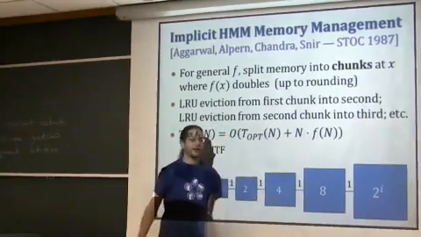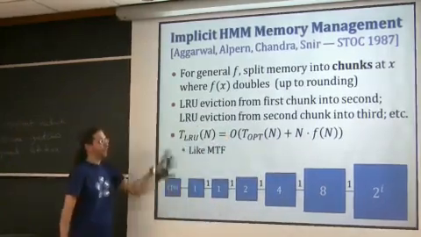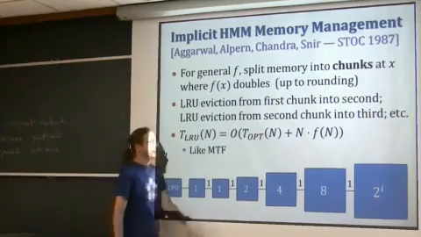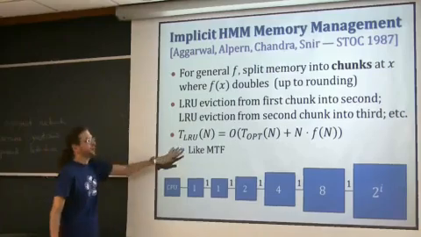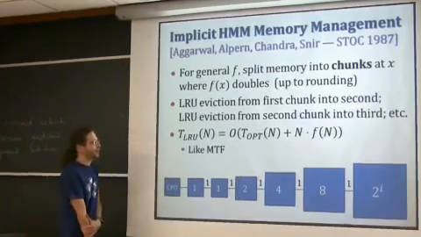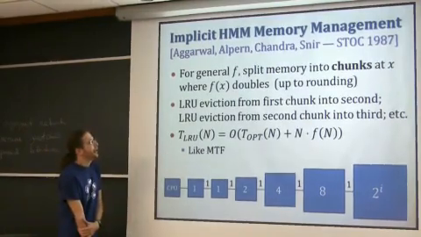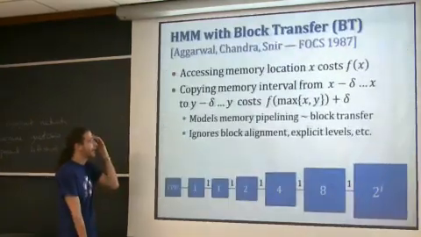And you do a chain of LRUs. Then you can prove that it is within a constant factor of optimal, but you do have to pay a startup cost. It's similar to move-to-front analysis from Sleator and Tarjan. Okay, enough about HMM. Sort of.